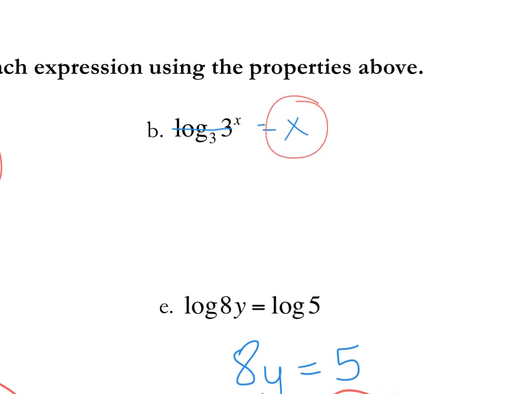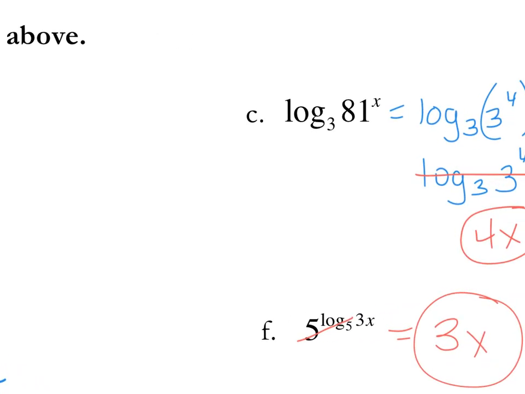On part B, one thing that I notice immediately is that my log base is 3 and that my exponent base is 3. They will undo each other, and I'm left with just the x from the exponent.